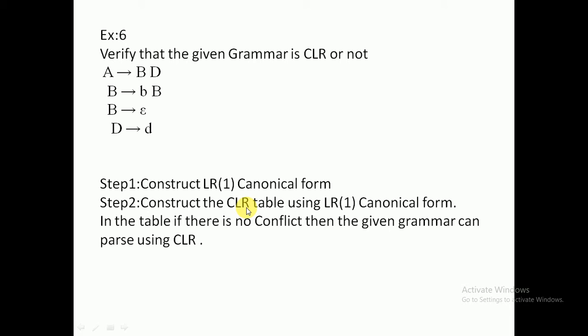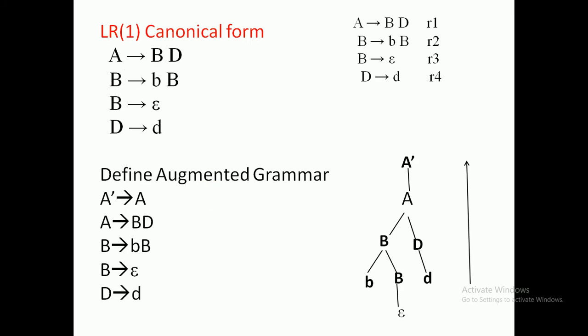Okay, so let us enter into the concept now. First, what is the step we need to implement? Construct the LR(1) canonical form. So for LR(1), what are the rules initially we need to apply? This is our grammar, and we define the augmented grammar for the given example. What do you mean by augmentation? Derive the start symbol from another new symbol. That is nothing but the augmentation.